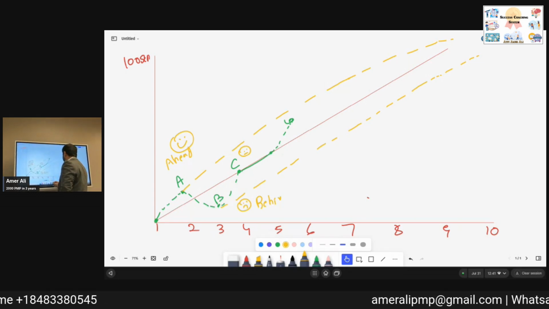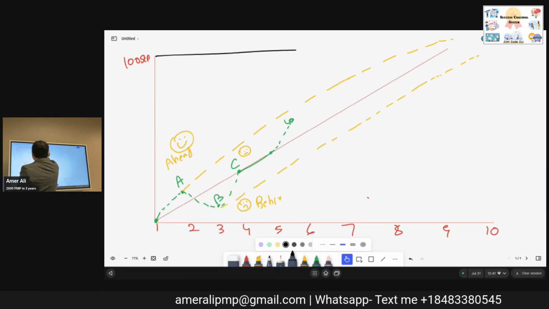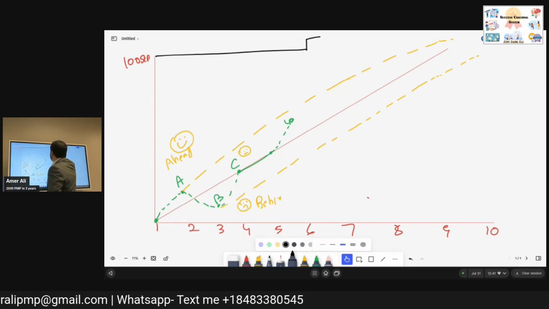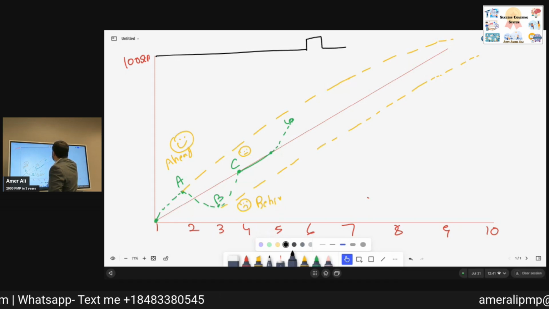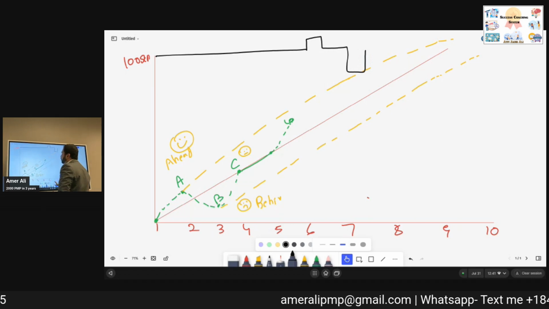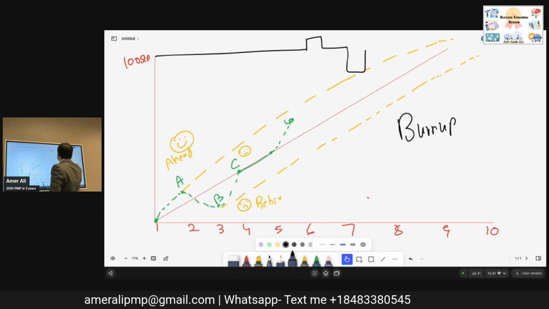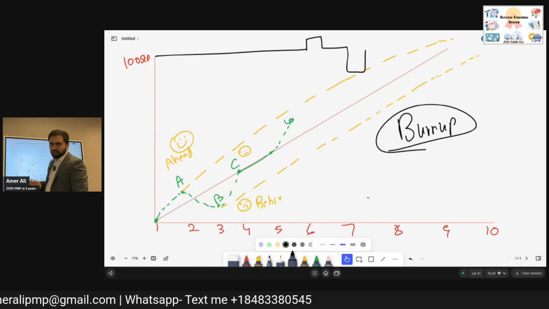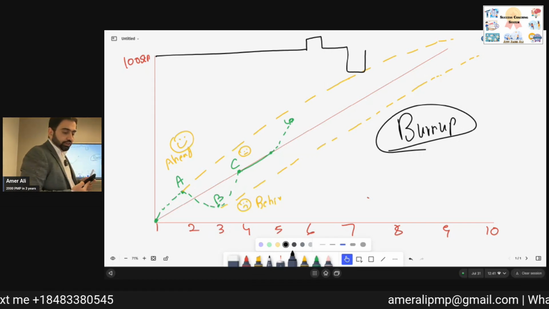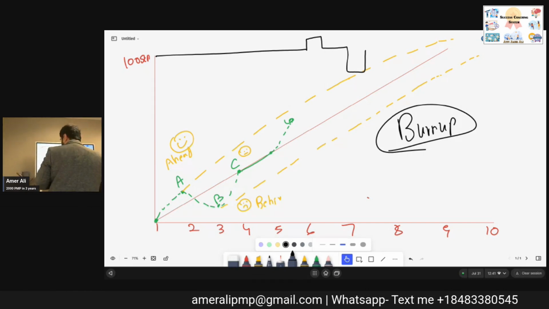A very interesting thing. Let's say this is your scope. In a burn up chart, if scope is added or removed, like you add something, you remove something, the burn up chart can show that in a better way. So very important, your burn up chart.